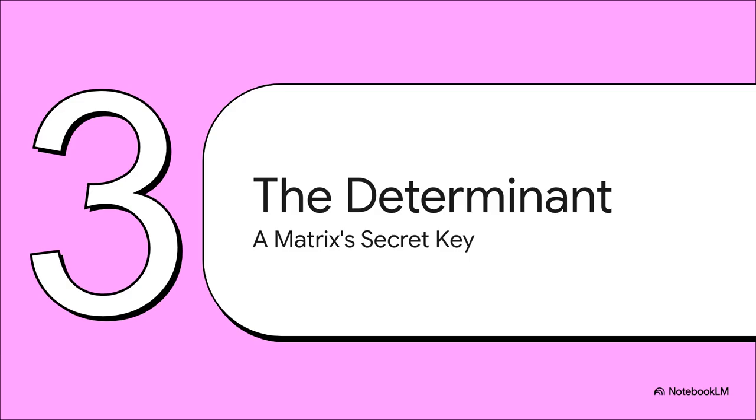Okay, now we're moving on to one of the most fascinating ideas in all of matrix algebra. It turns out that hidden inside every single square matrix, there's a special, unique number, a single value that tells you a ton about the matrix itself. This number is called the determinant. And you'll see it's like a secret key that unlocks all sorts of deeper properties and solutions.